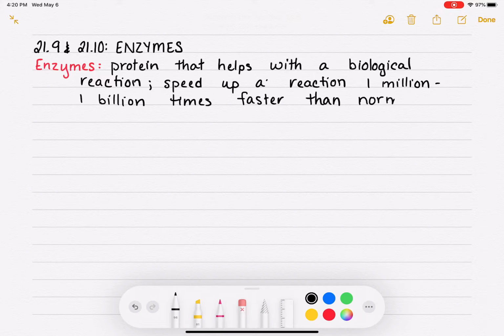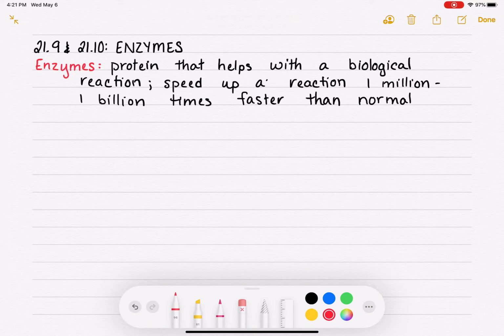If you think about it, if you have a reaction inside of your body that normally takes place in a second, without the proper enzyme, it would take that reaction 1 million seconds to take place, which is a very long time. So enzymes are very important to our survival.